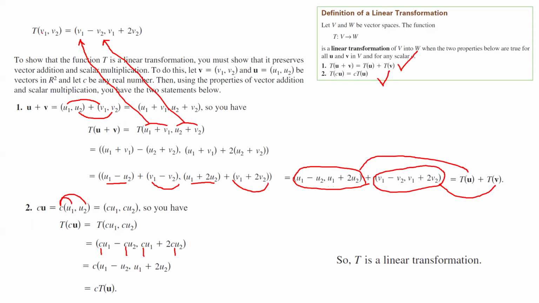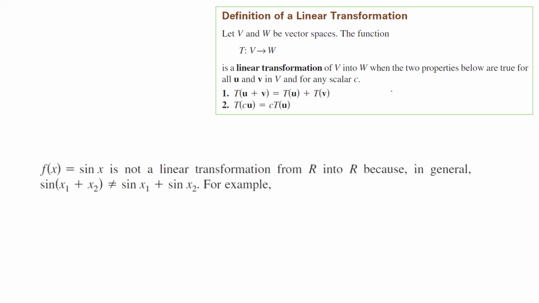So we just showed that this simple function is a linear transformation by checking these two conditions. What if I give you this function, the sine function? Is this a linear transformation? Not necessarily. Why is that? You can find a counterexample.